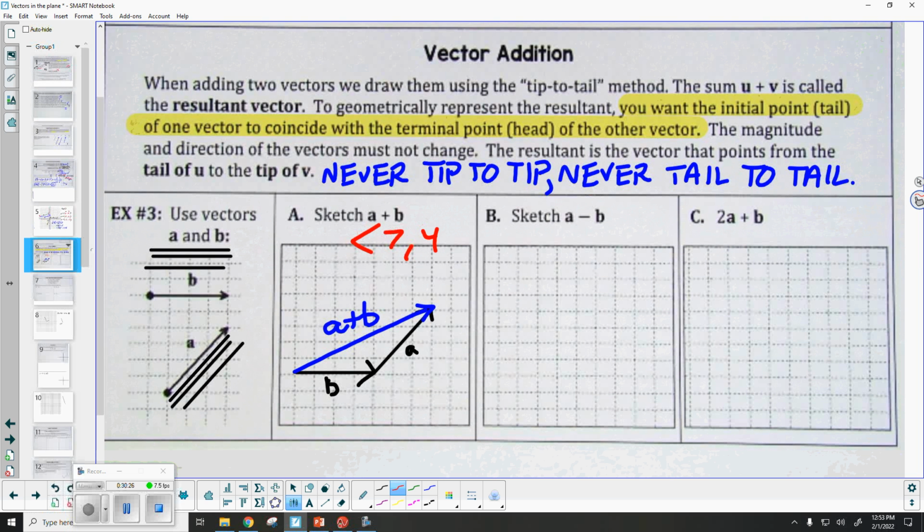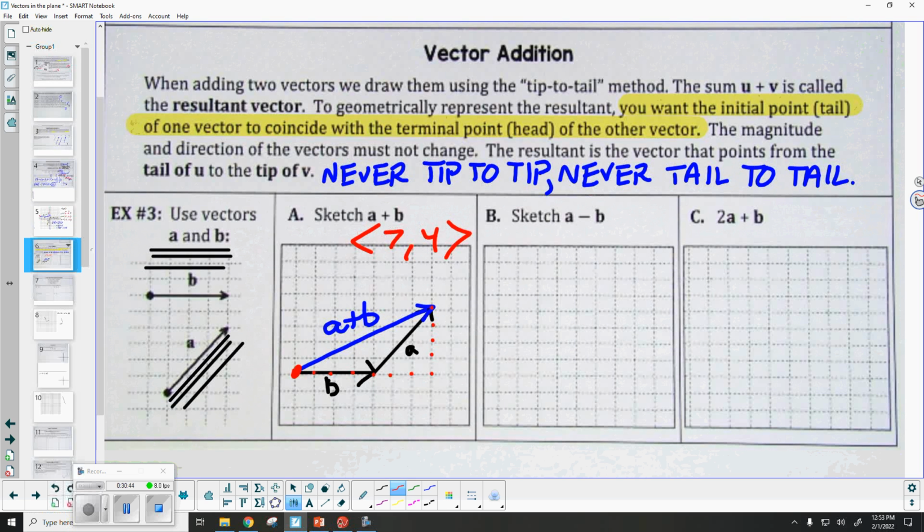It's still 7, 4. So the order doesn't matter. See, if I start here, 1, 2, 3, 4, 5, 6, 7. 1, 2, 3, 4. See, it still works out the exact same. Okay. All right. Okay, let's try another one.